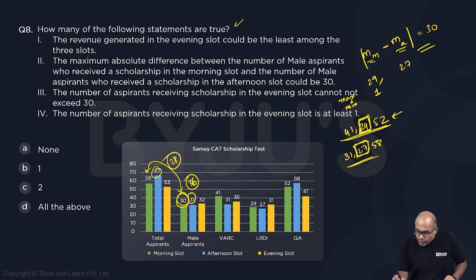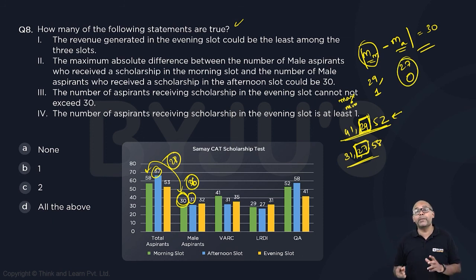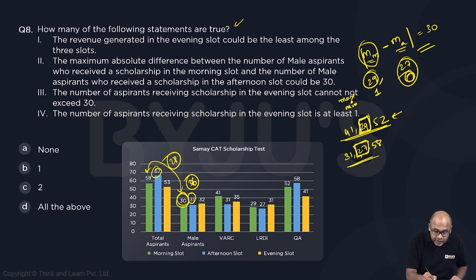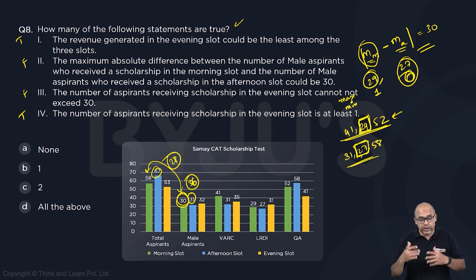36. So all these 27 can belong to females, which means here it is 0. So now they're asking me 1 to 29 is the male morning, 0 to 27 is the male afternoon. What is the maximum difference between these two? The maximum difference is when 29 and 0 is taken. So 29 minus 0 is 29. You can't get 30. Therefore, this is false, this is false, this is true, this is true. So 2 false and 2 trues. The answer is option C.